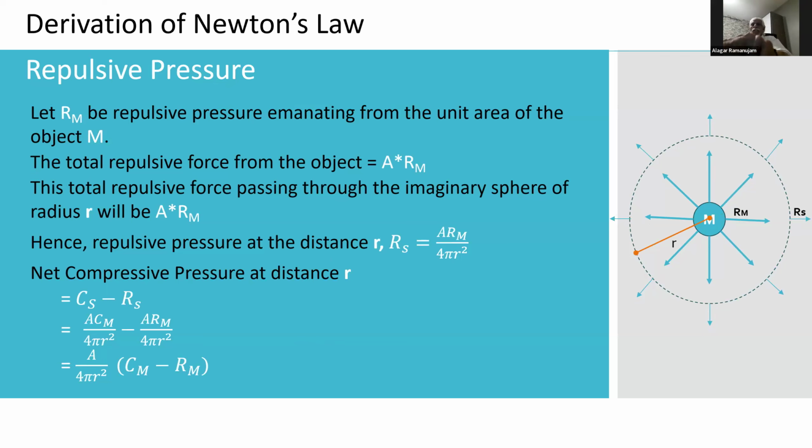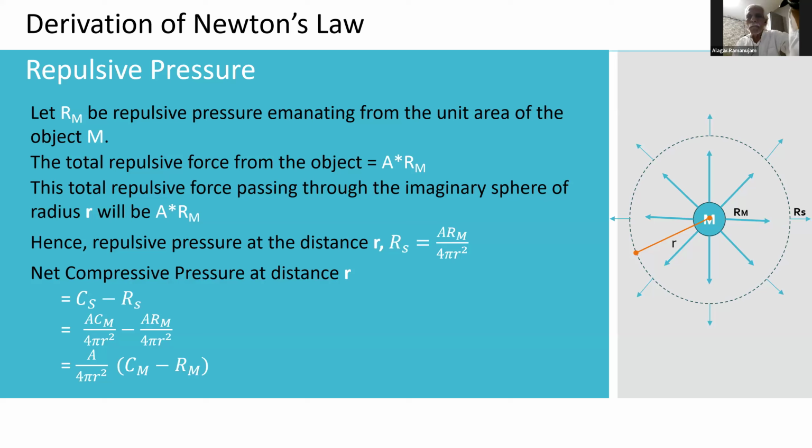Now, Cm minus Rm. So we are using now the mass formula. What is the mass formula? The mass of the object M equals beta times A into Cm minus Rm. That is our mass formula. So A into Cm minus Rm becomes mass M divided by beta. So that is what we substitute from the mass formula.